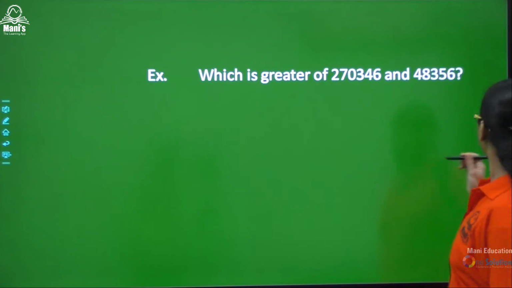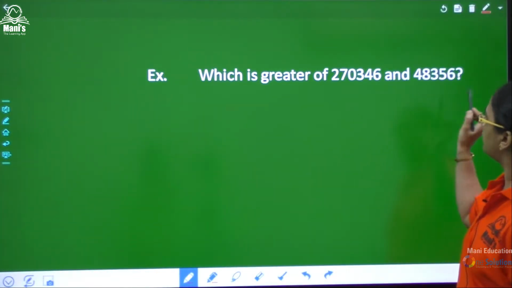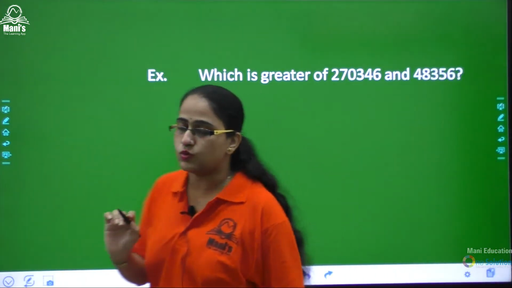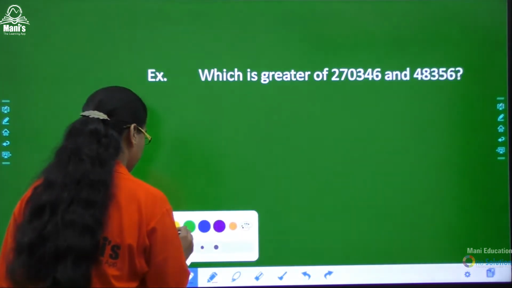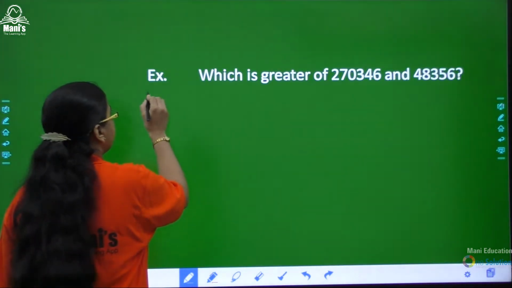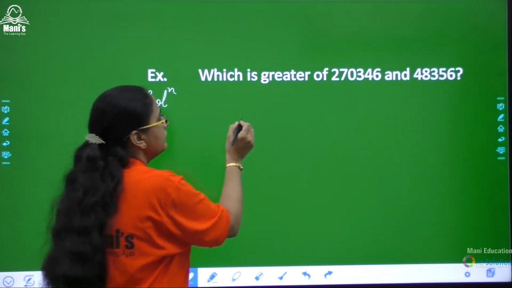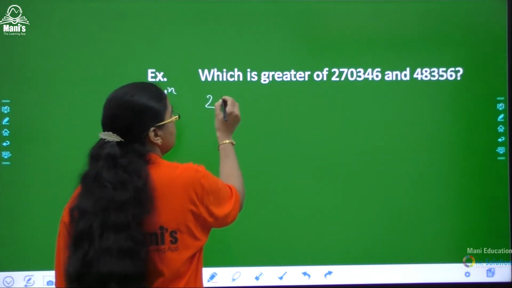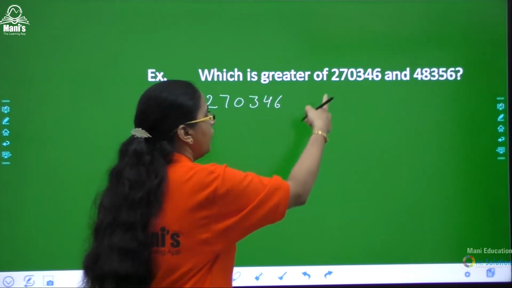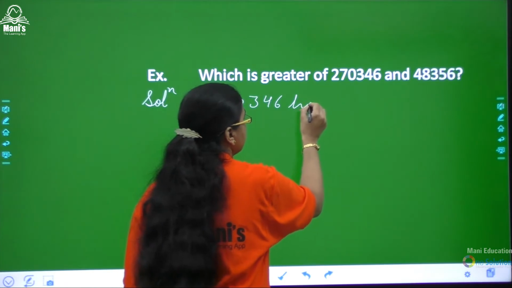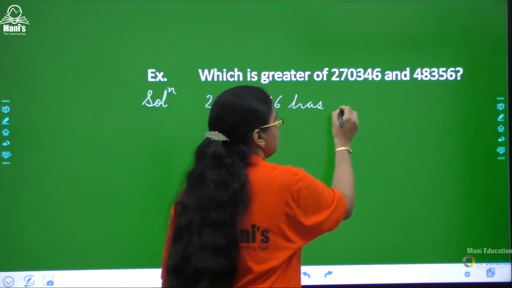What is written in this example? It is given: which is greater, this or this. We have been given two numbers, so first of all we have to count the digits. So for the solution, I am writing solution. Number is 270346. How many digits does it have? 1, 2, 3, 4, 5, 6. 6 digits.